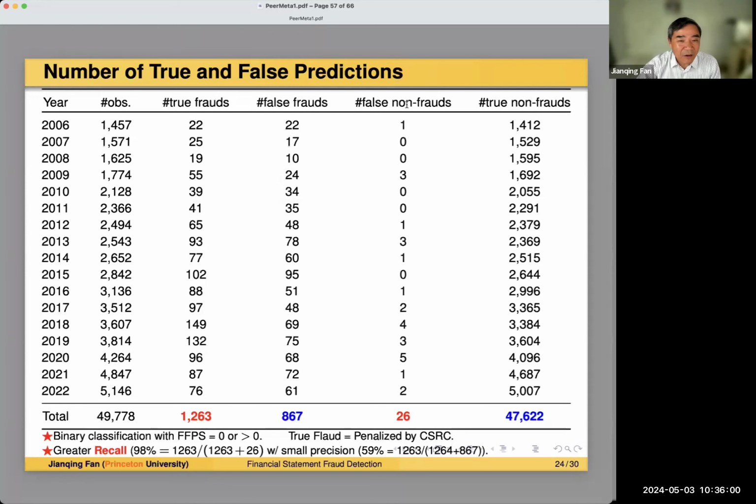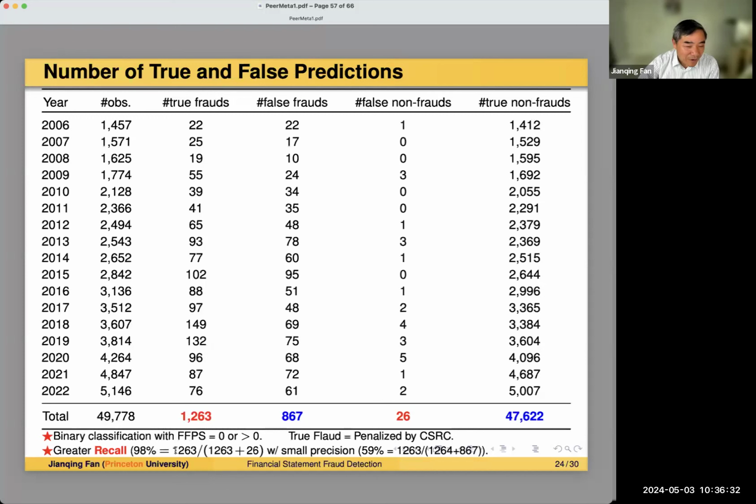And then this is non-fraud. There's one firm that actually committed fraud that has been missed, right? So this is a missed discovery, and this is the true non-fraud. So this is year over year. So total over these maybe 17 years, among those 17 years, we discovered this many frauds, right? And the recall is this, right?